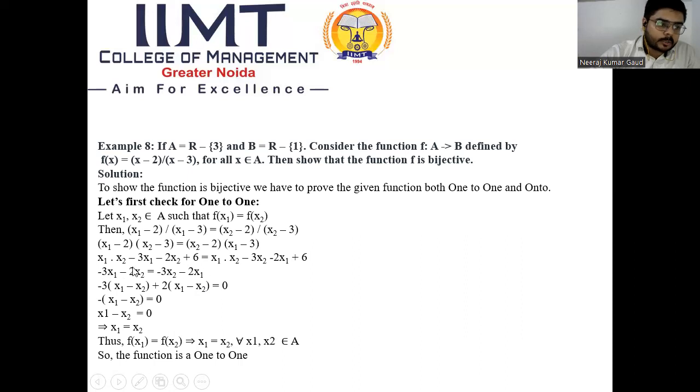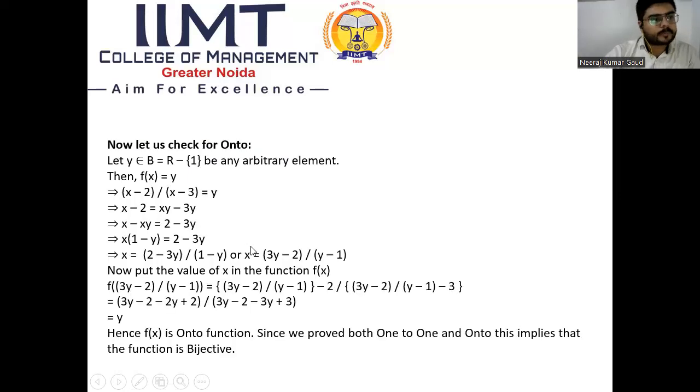Take the right hand side to the left hand side. It comes out with minus 3 taken common, we get (x1 minus x2), plus 2 taken common, we get (x1 minus x2) is equal to 0. On subtracting, we get minus (x1 minus x2) equal to 0. We get x1 minus x2 is equal to 0. This implies x1 is equal to x2. So this implies our given function is 1-1.